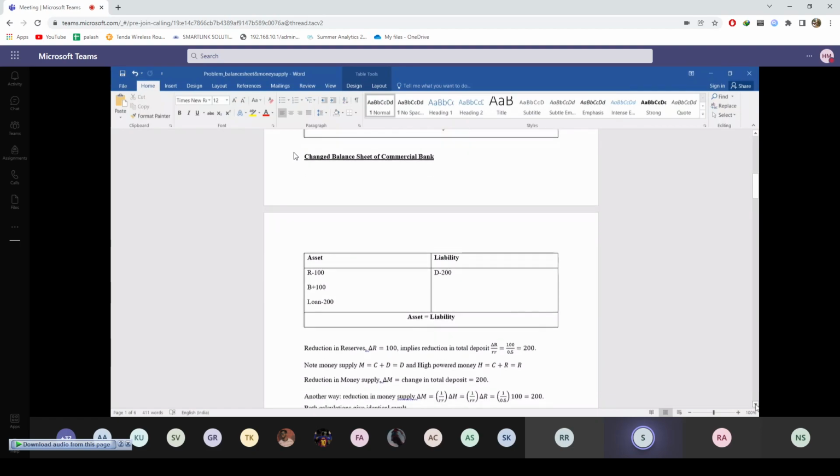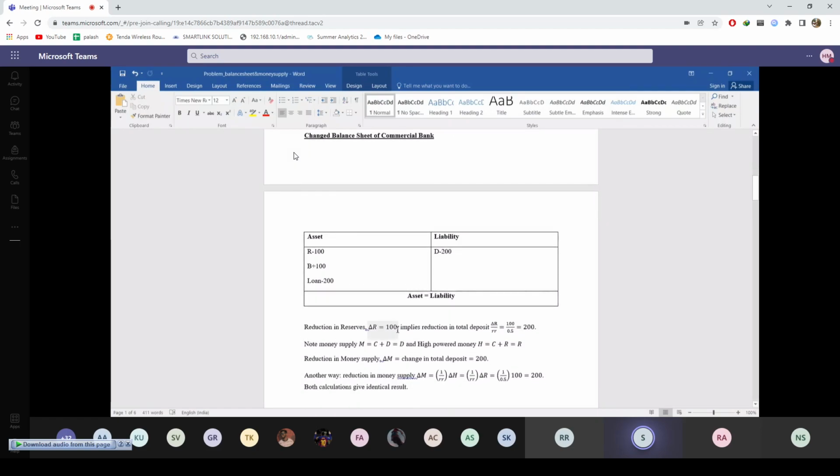there is a reduction in reserves by 100 units. That implies a reduction in total deposit D by 200 units. Note, money supply is currency in circulation plus D. In this simple situation, I have assumed currency in circulation is 0. So M equals D, so delta M equals delta D. Delta D is negative 200. So the money supply is going to decrease by 200 units.